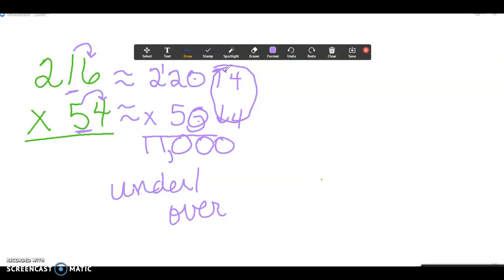Now, if we were doing addition or subtraction, when it's up 4 and down 4, the estimate would be our exact answer. But because we're multiplying, when we say we round this up 4, we're rounding 54 groups 4 times. And for this one, we're rounding 216 groups 4 times. So it's a little difficult to tell over here.